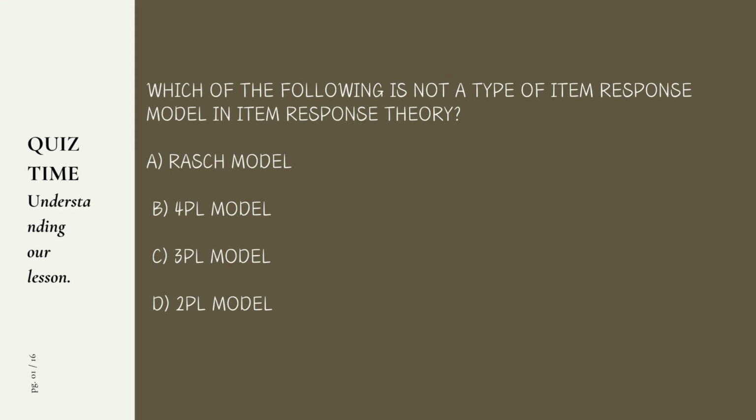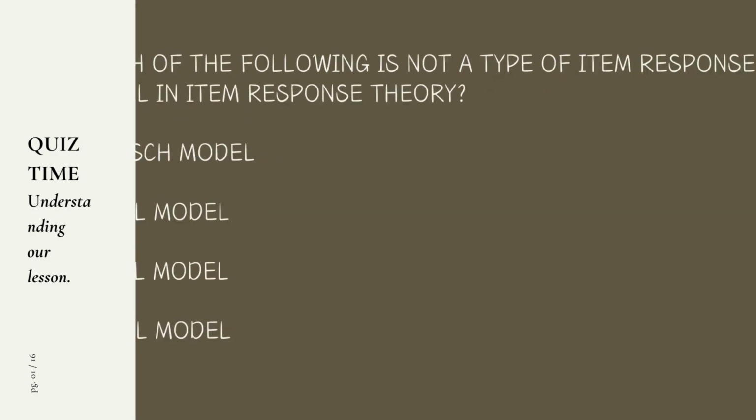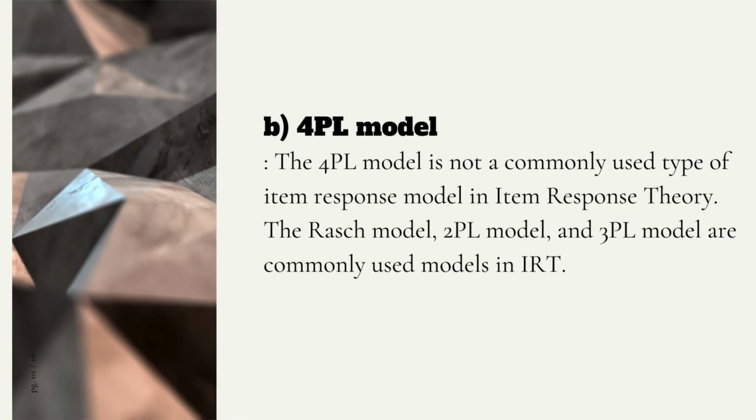Which of the following is not a type of item response model in item response theory? A. Rasch model. B. 4PL model. C. 3PL model. D. 2PL model. B. 4PL model. The 4PL model is not a commonly used type of item response model in item response theory. The Rasch model, 2PL model, and 3PL model are commonly used models in IRT.